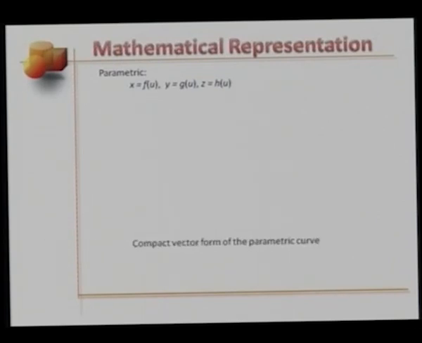Using parametric representation, the compact vector form of the parametric curve can be written as r of u, note that r is in bold, represents the position vector of a point on the curve, is equal to x of u times i, unit vector along the x direction, plus y of u times j, unit vector along the y direction, plus z of u times k, unit vector along the z direction.